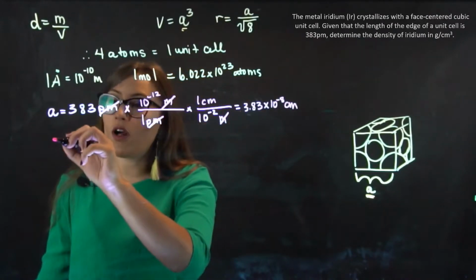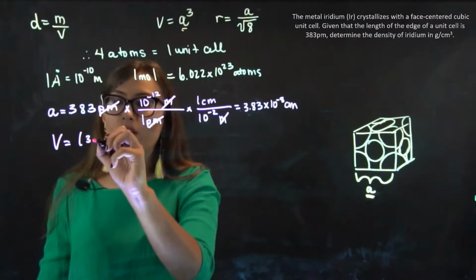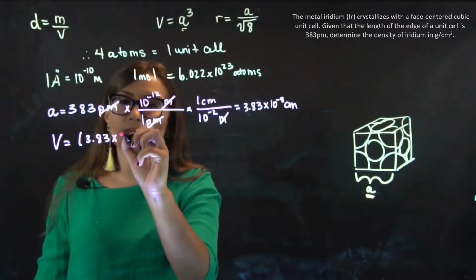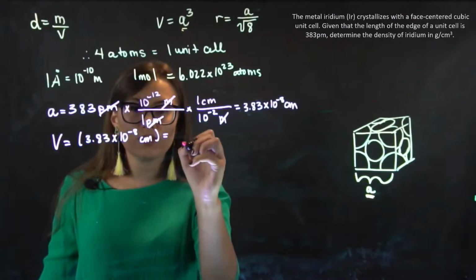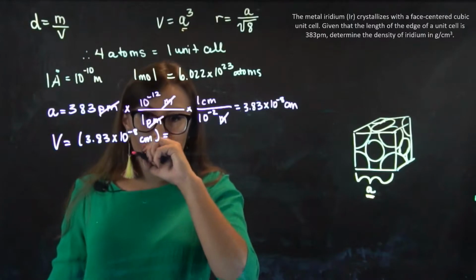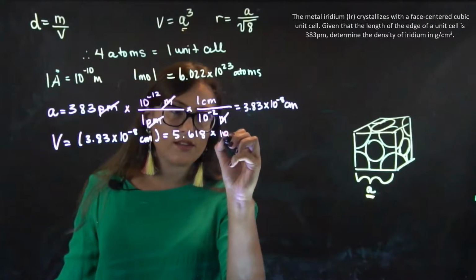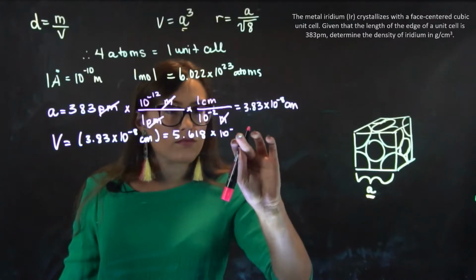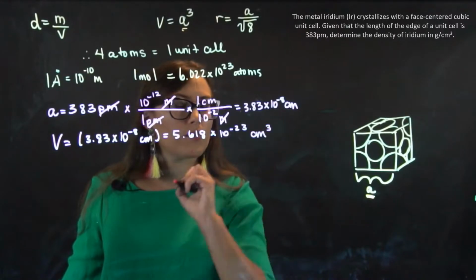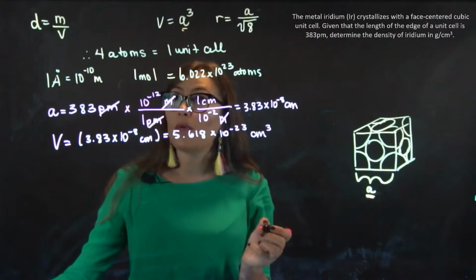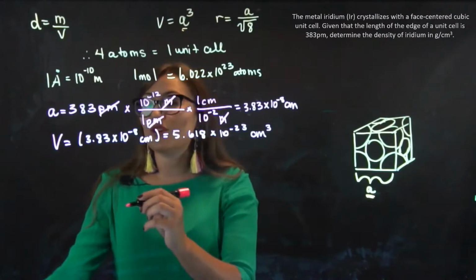In order to determine volume, we know volume is the cube of a, so 3.83 times 10 to the negative 8 centimeters cubed is equal to 5.618 times 10 to the negative 23rd centimeter cubed. The next step that we have to determine before we can calculate density is to determine mass.